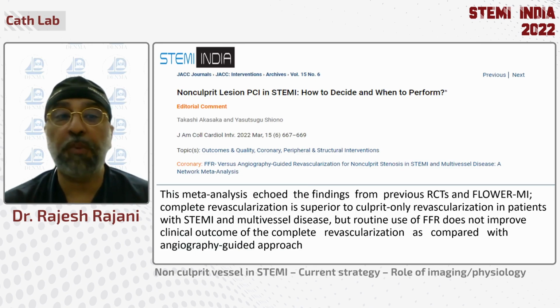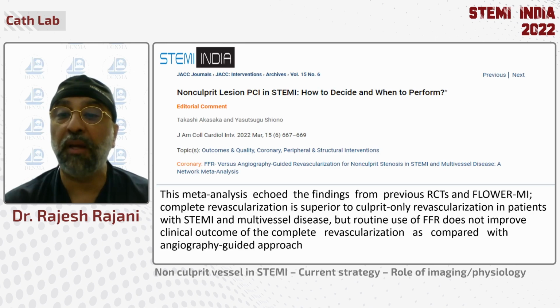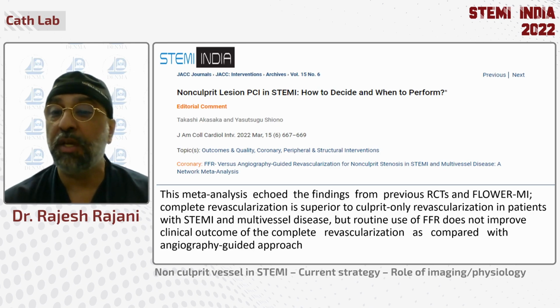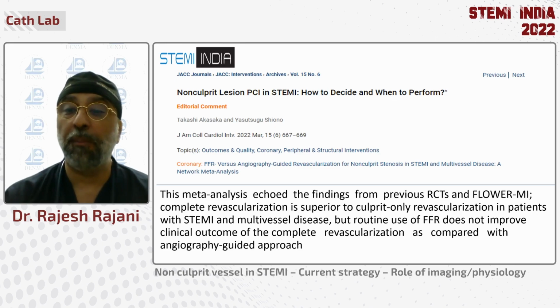This meta-analysis published in March 22 echoed the findings from the previous RCT and FLOWER MI. Complete revascularization is superior to culprit-only revascularization in patients with STEMI and multivessel disease, but routine use of FFR does not improve any clinical outcome of complete revascularization as compared to the angiographic approach.